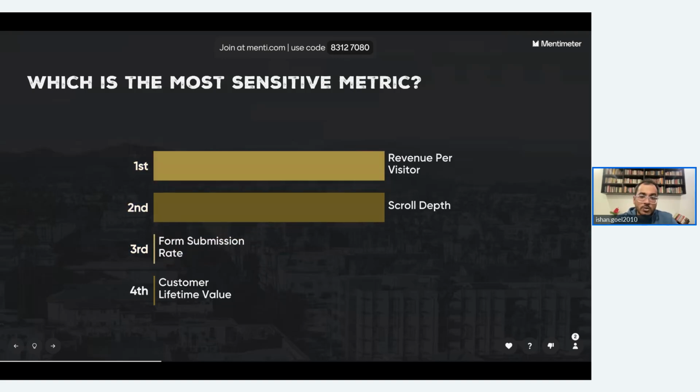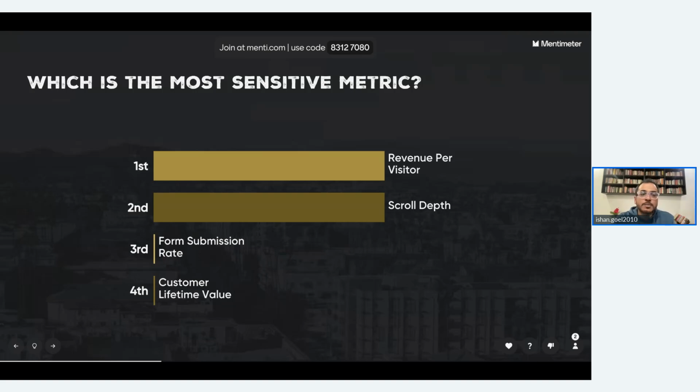Okay, we have a response to revenue per visitor. Revenue per visitor, I think, is less sensitive overall. In this, I would say scroll depth and form submission rate are the easiest, so the most sensitive to changes. Customer lifetime value is certainly the least sensitive. Revenue per visitor is in between, but yes, I accept it depends on the change.